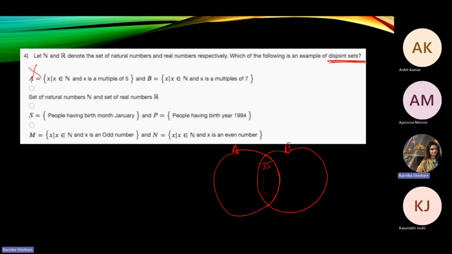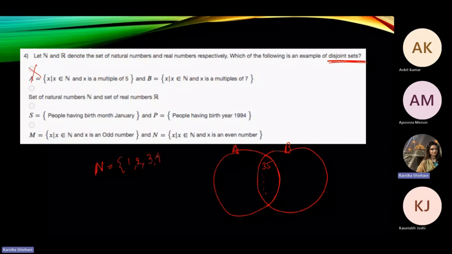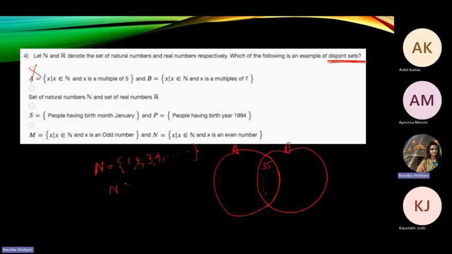Okay. Then second is the set of natural numbers N and the set of real numbers R. So we can very clearly see N means all natural numbers like 1, 2, 3, 4, this is it, up to infinity, right? Which means N is a subset of real numbers. Okay, a proper subset of real numbers. So this is also not disjoint because the complete set is a part of this. This relationship is like this. Complete N is inside R. Okay.